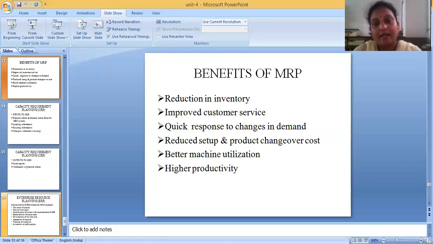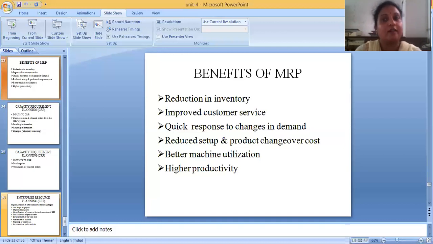Next one is reduced setup and product changeover cost. If there is a sudden change in the demand or in the supply, meaning you are suddenly increasing or decreasing the production, then changing the setup takes very little cost. Okay. Next one is better machine utilization.